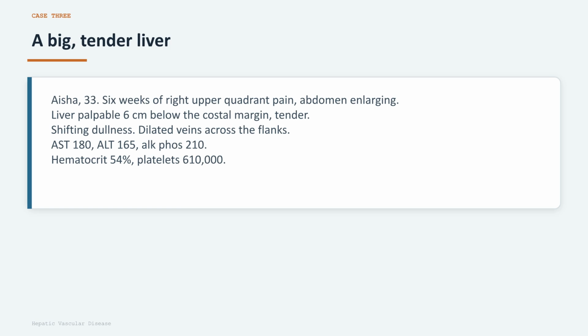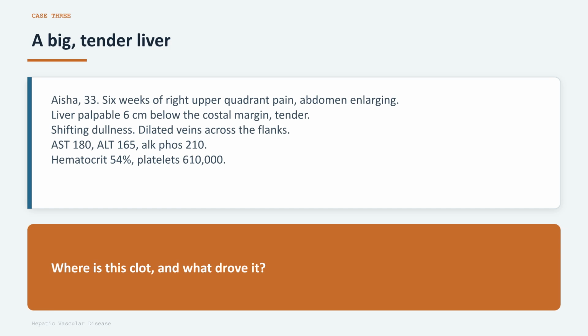Case 3. Aisha is 33. Six weeks of right upper quadrant pain and an abdomen that keeps getting bigger. Her liver is palpable 6 centimeters below the costal margin, and it is tender. She has shifting dullness and dilated veins across her flanks. Her transaminases are moderately elevated, and her alkaline phosphatase is up. Now look at the blood count. Her hematocrit is 54%. Her platelet count is 610,000.